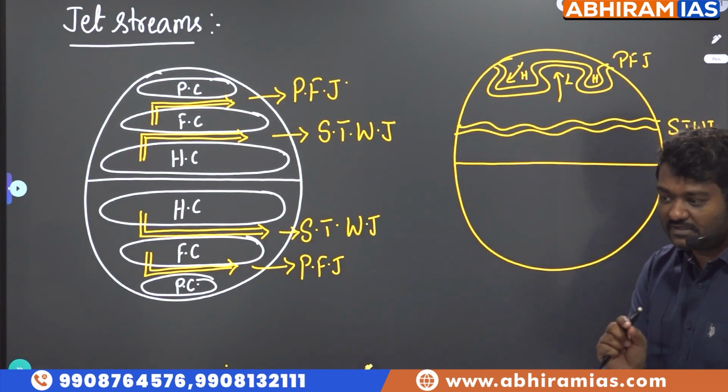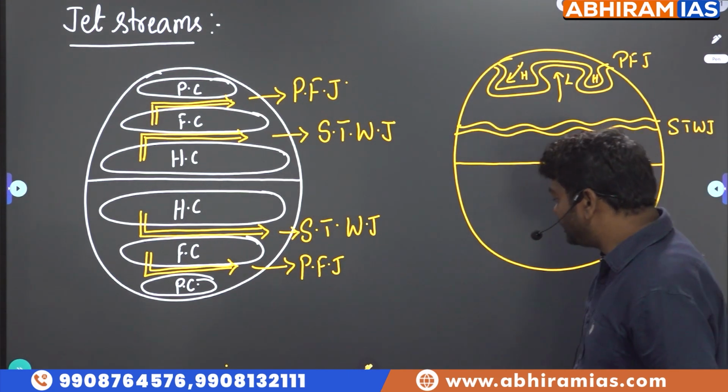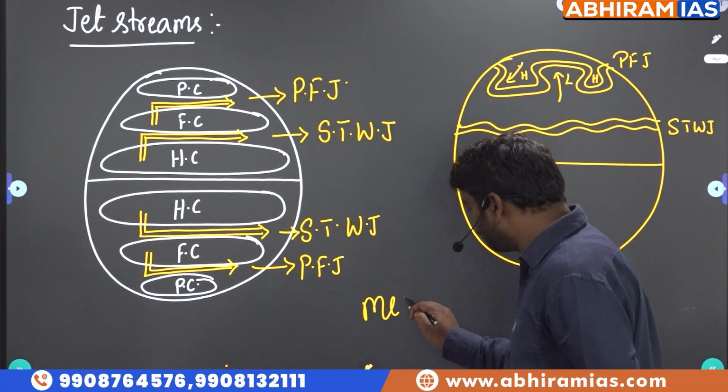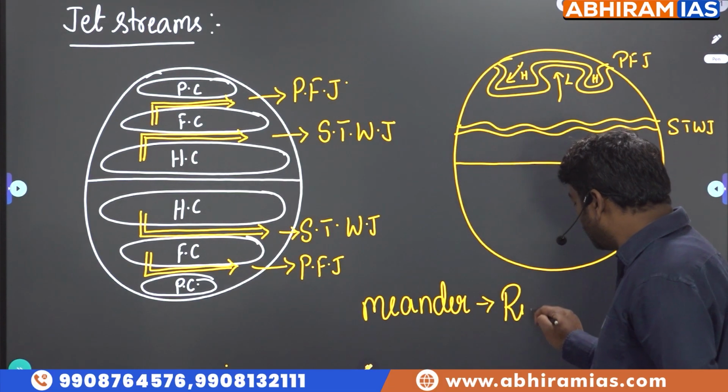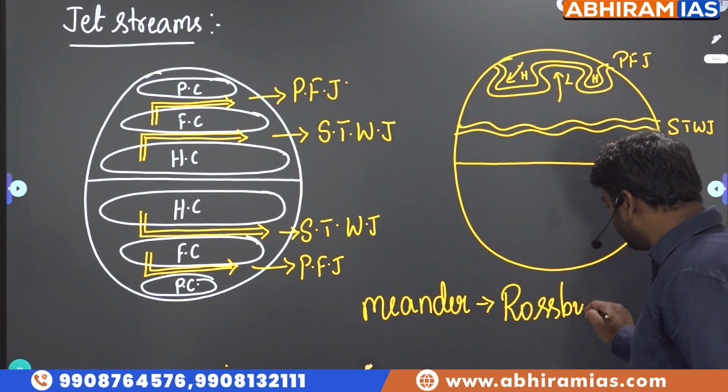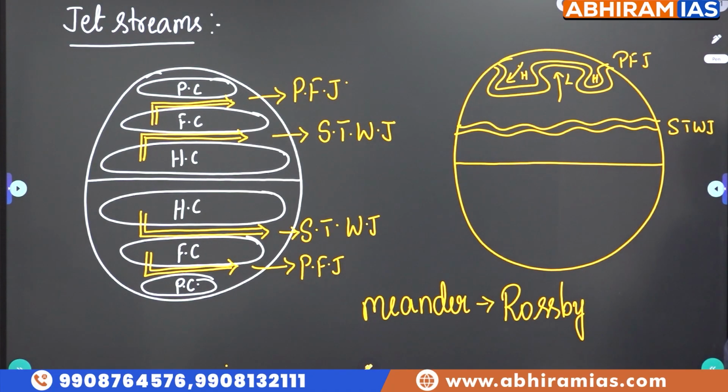Okay, write these words. Jet streams do not go straight, but they meander. So it is called Rossby waves. Directly they can ask, what is Rossby waves? Meandering jet streams are called Rossby waves.